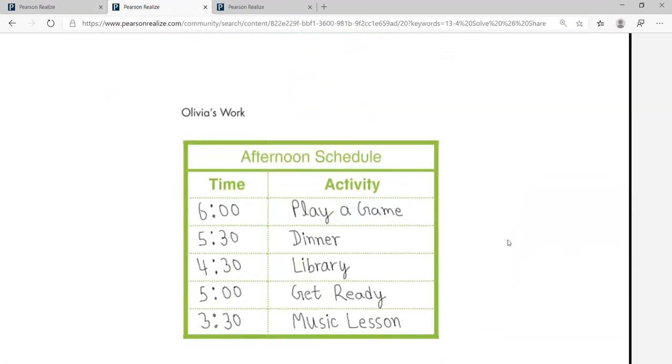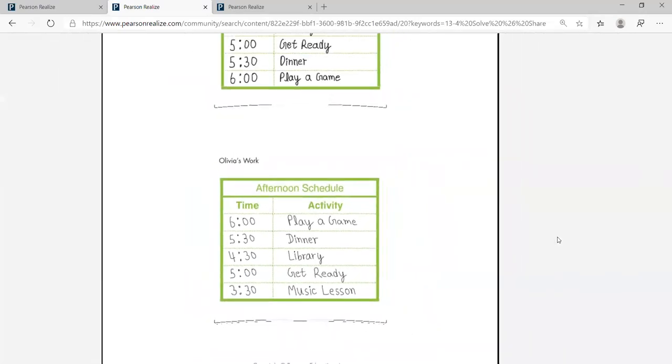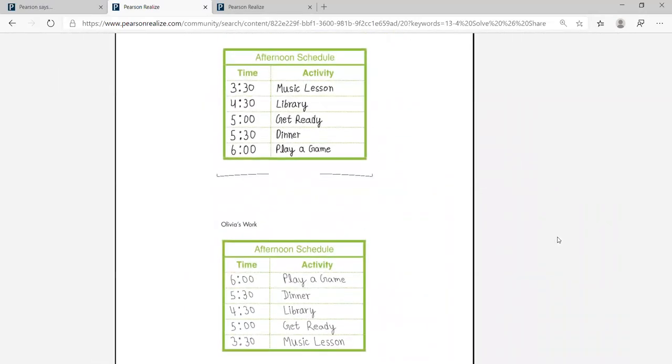If you look at the second schedule, the student has also included the time: 6 o'clock, 5:30, 4:30, 5 o'clock, and 3:30. And they've also included the activity: play a game, dinner, library, get ready, and music lesson. Both students made sure that the matching activity went with the matching time to match the story.